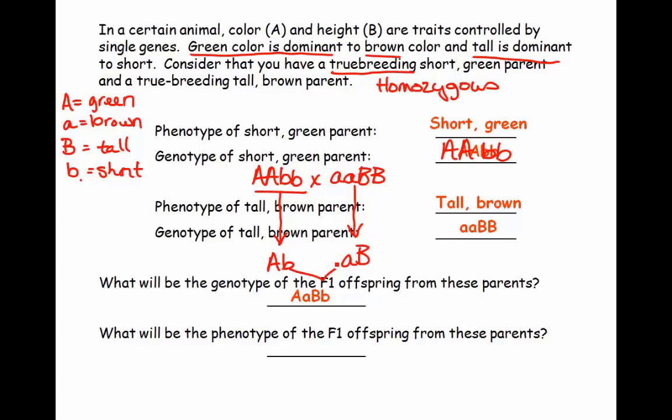Then we want to know what are they going to look like. So what will be the phenotype of the F1 offspring from these parents? Well, we look at the A gene. Capital A is green. Okay, so it's going to be green. And then we have the capital B gene, and it's going to be tall. So it is going to be tall and green, 100% of the F1 offspring. So that's a run through of the dihybrid crosses.